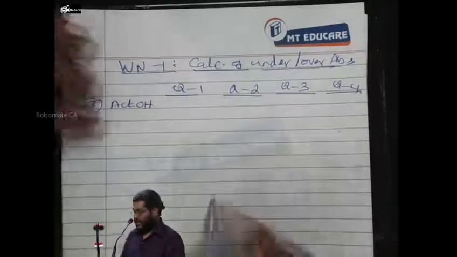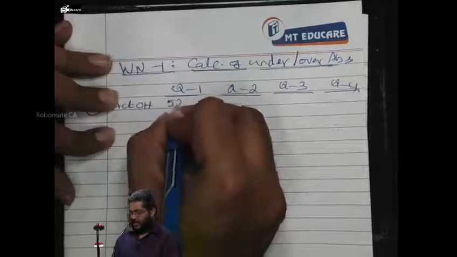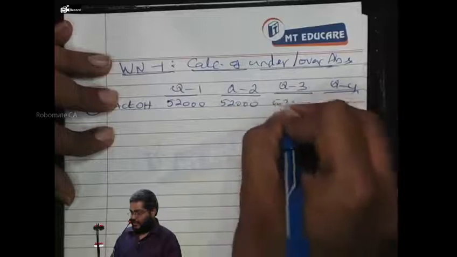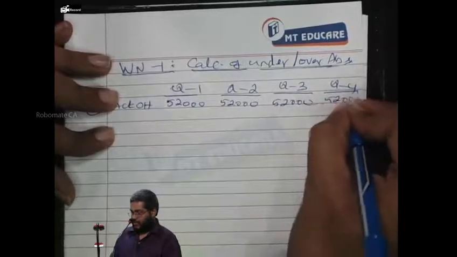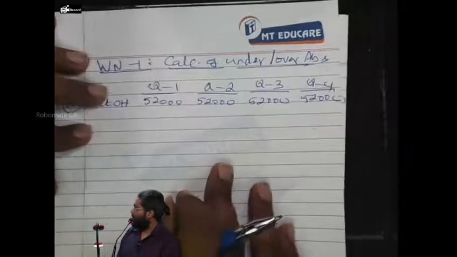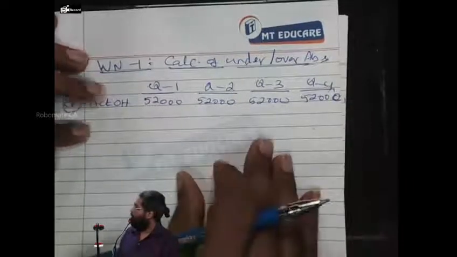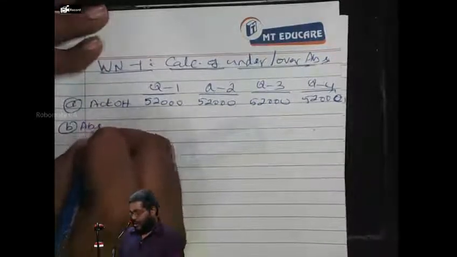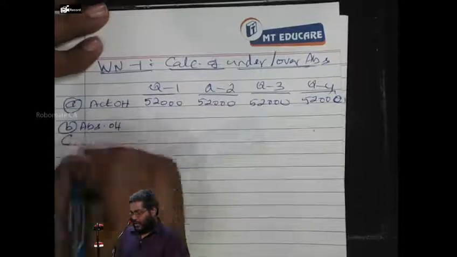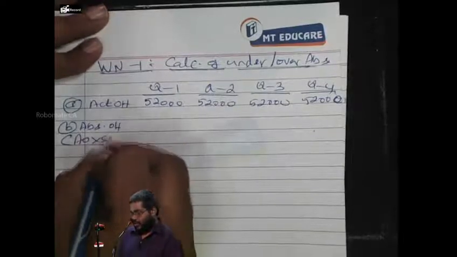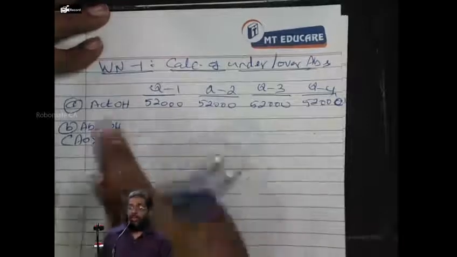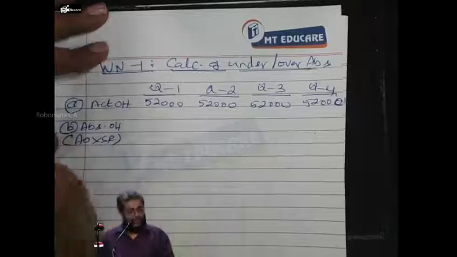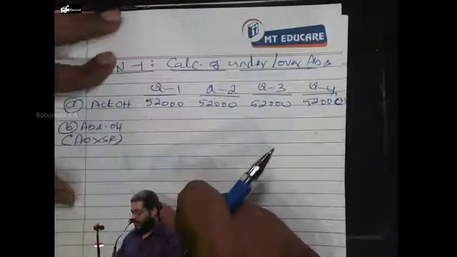Now, in the case of actual overheads, every quarter write the amount as 52,000. The actual overheads is 52,000 for all the 4 quarters. Now, capital B is absorbed overheads. Can you tell me what absorbed overheads is? AO into SR. Every unit I produce, I charge 2 rupees. So, so many units produced, so much I will absorb. It's going to be AO into SR.